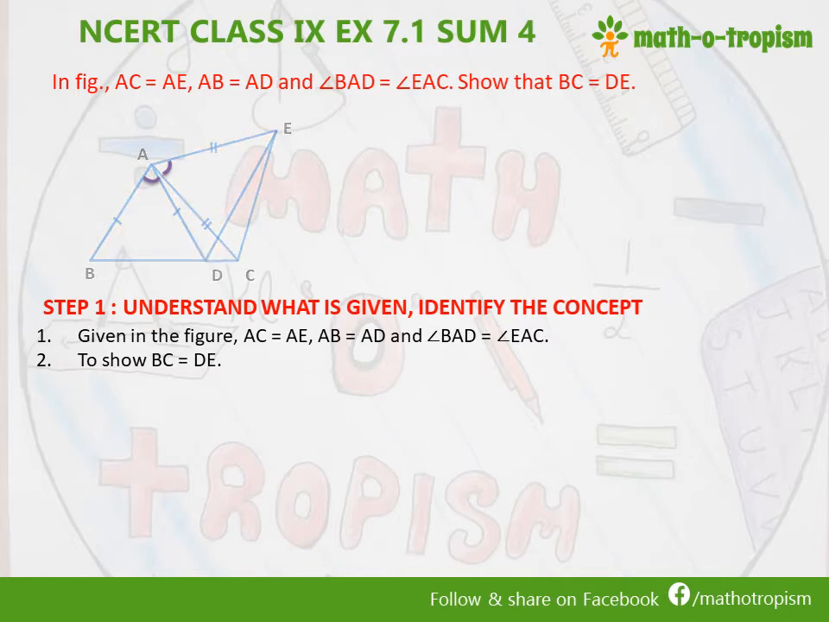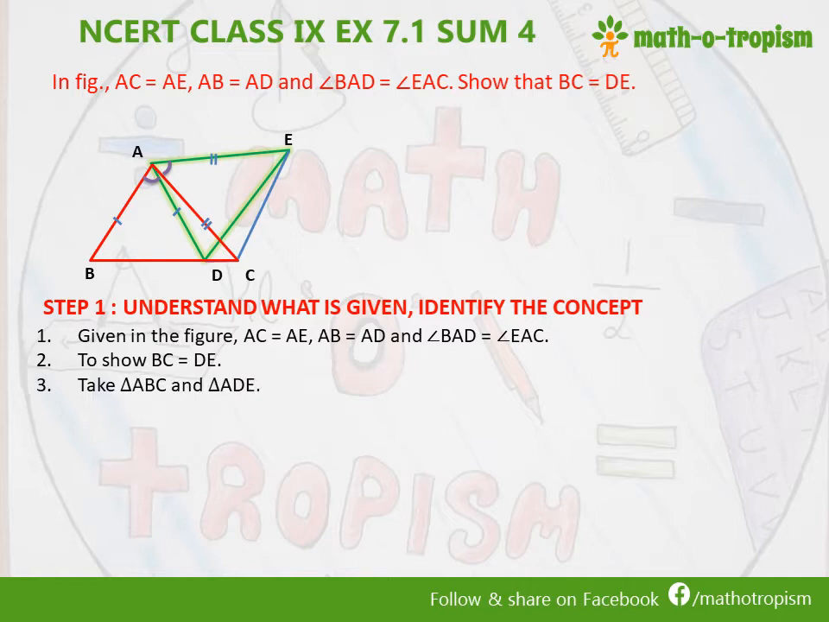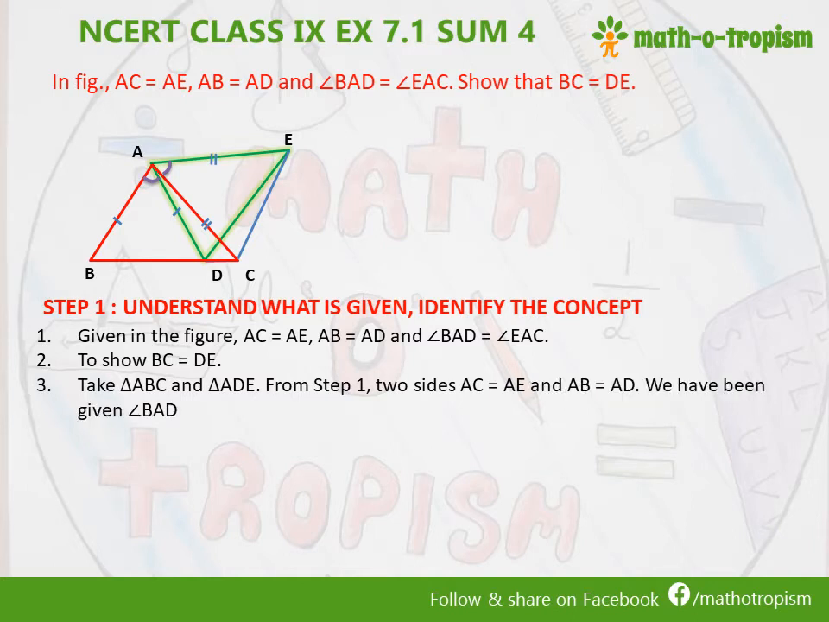So we will see that BC and DE are two sides, which means the opposite vertex we will have as A, because AB, AC and all are given. So it means that we need to take the triangle ABC and triangle ADE. Now from step 1, two sides AC and AB are equal to the other two sides AE and AD, and we have been given an angle BAD equal to angle EAC.